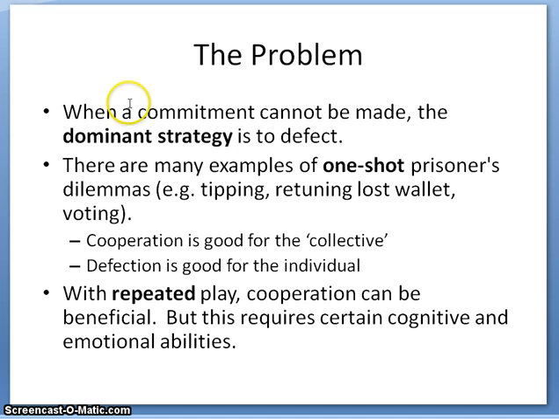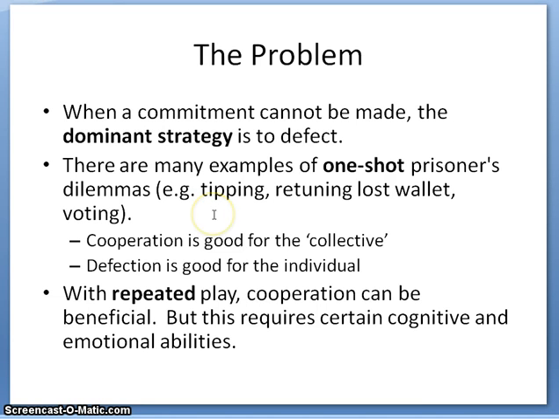Okay, so here's the problem. When a commitment cannot be made, as in the game I was just describing where you cannot communicate with your partner, the dominant strategy is to defect, right? Now in society, we can think of many examples where there's a kind of one-shot prisoner's dilemma going on. Say you're out at a restaurant and you're deciding whether to tip or not. Maybe you're on a road trip. You'll never, ever go to that restaurant again. You'll never see the server again. Well, it is financially in your interest to just pay your bill and leave 0 tip, right? So that would be like a defection.